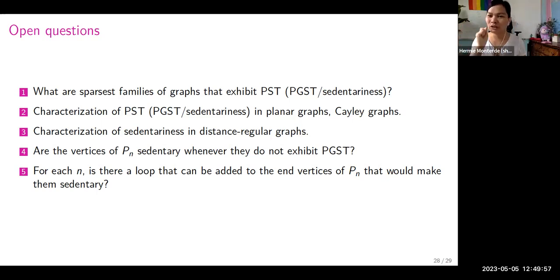But addition of a loop on a vertex is basically just adding a weight on the diagonal entry of the adjacency matrix, which kind of messes up the spectral decomposition and all that. Nonetheless, it's a valid question. If we add a loop to a vertex of a graph, will that induce sedentariness, or will that induce PST or PGST? That's also another long-standing question.